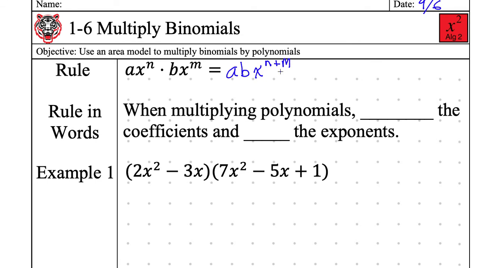I need that same rule, but now in words. Ellery, go. You multiply the coefficients and add the exponents. Multiply the coefficients and add the exponents. Colby, laptop shut, please. Jaden, laptop shut, please.